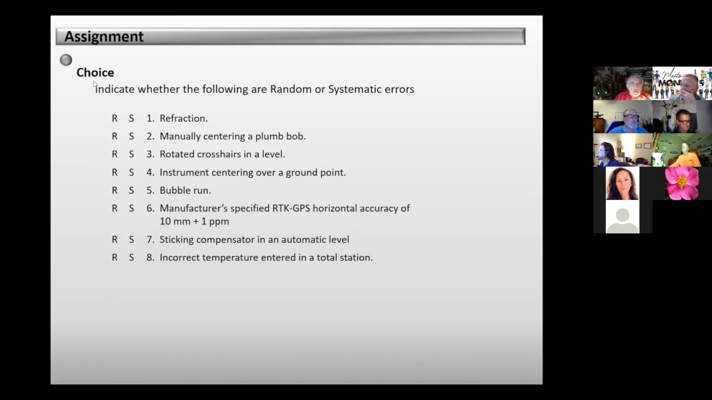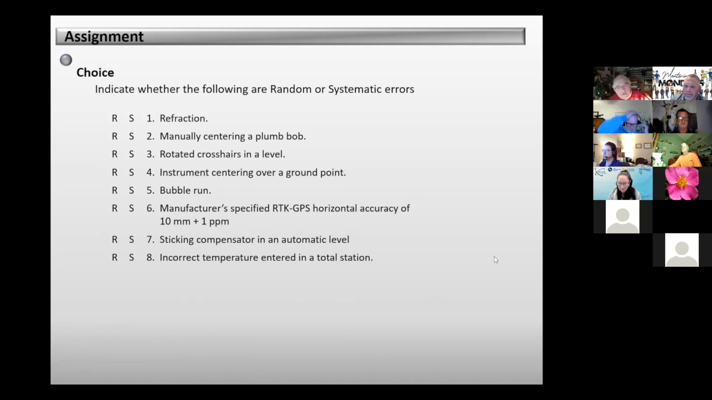All right, now indicate whether the following are random or systematic errors. Number 6: manufacturers specify RTK GPS horizontal accuracy of 10 millimeters plus 1 part per million. Is that a random error or a systematic error? Anybody want to guess on that? I'm going to say systematic error. Yeah, that's a safe bet, but it's not. It's a random error. Now, remember, it's plus or minus the constant plus the parts per million. That's a random error, just like the DIN specifications for the angular error for total stations is a random error.